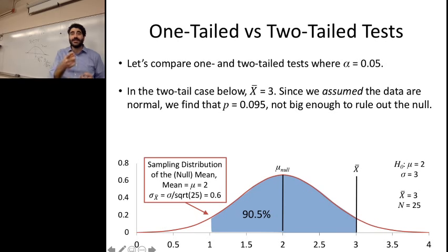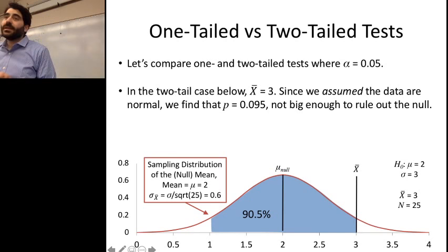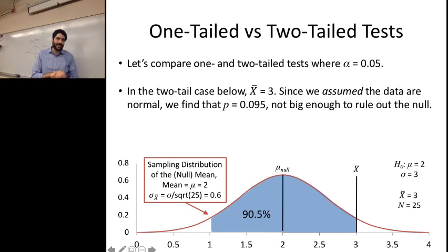Then why not always do a two-tail test? Yeah, so you could always do a two-tail test, and that's actually the right answer most of the time. A one-tail test is appropriate if really only one direction is interesting, which is the case sometimes.